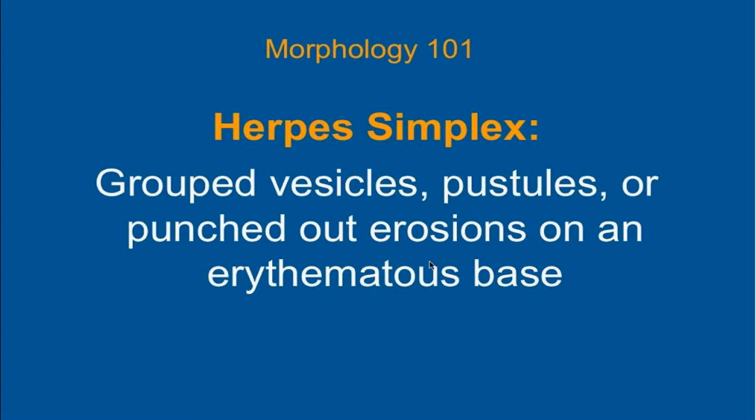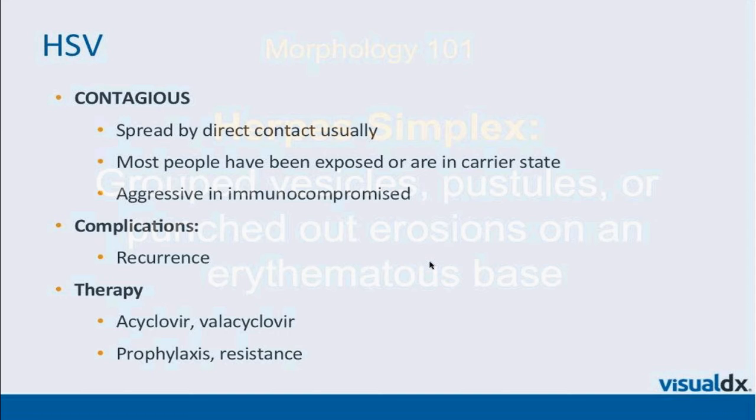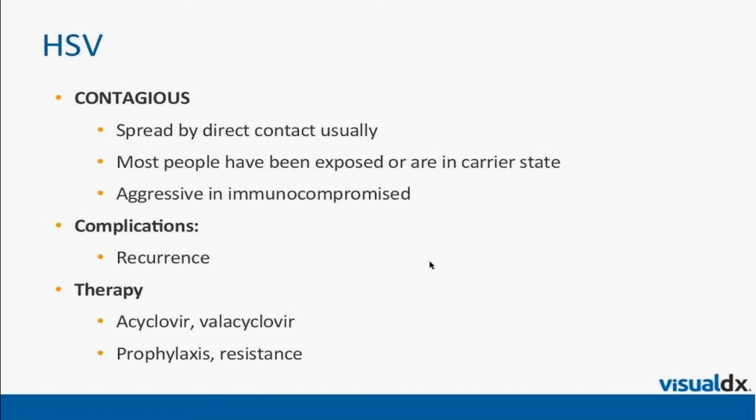So, morphology 101, herpes simplex. Look for that morphology. It doesn't matter where it is on the body. So: grouped vesicles, pustules, or punched out erosions on an erythematous base. So HSV, how contagious is it? It's quite contagious, and it's usually spread by direct contact.